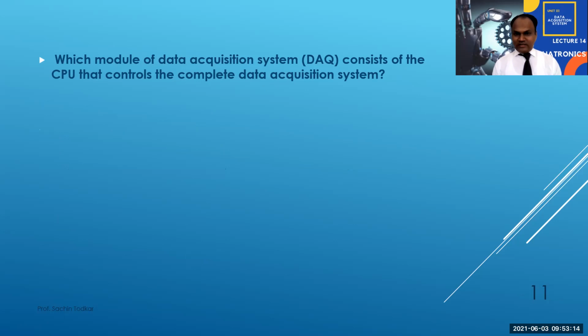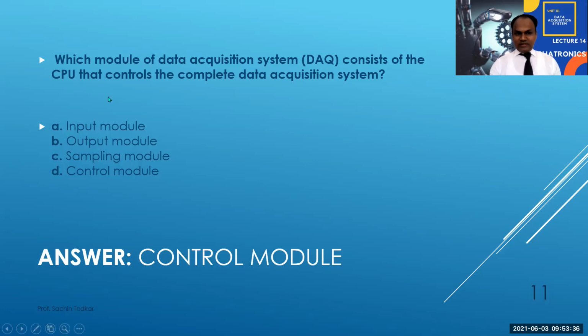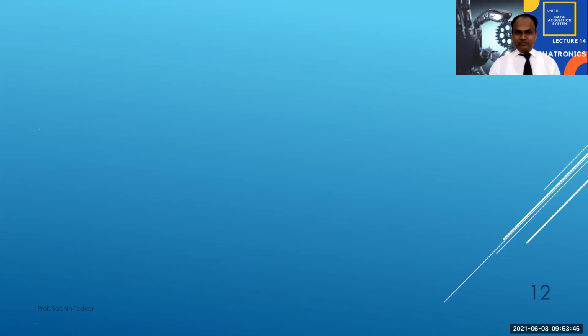Which module of the data acquisition system consists of the CPU that controls the complete data acquisition system? Your options are input module, output module, sampling module, or control module. You have to remember that if a CPU is required, it must be the control module, which will be helpful in the data acquisition system.